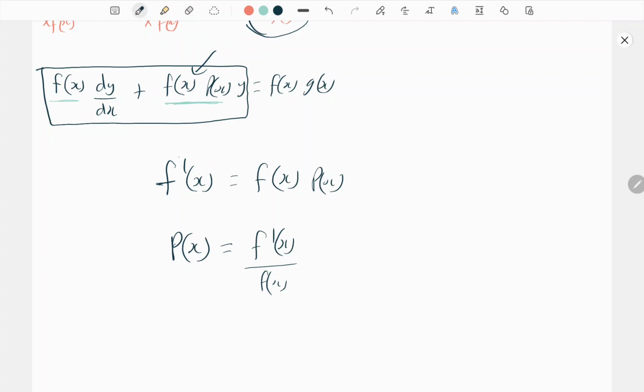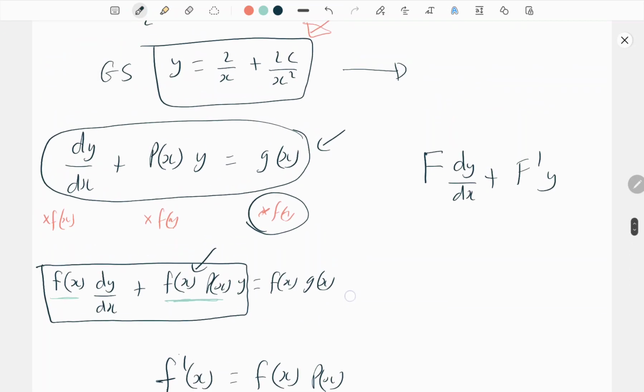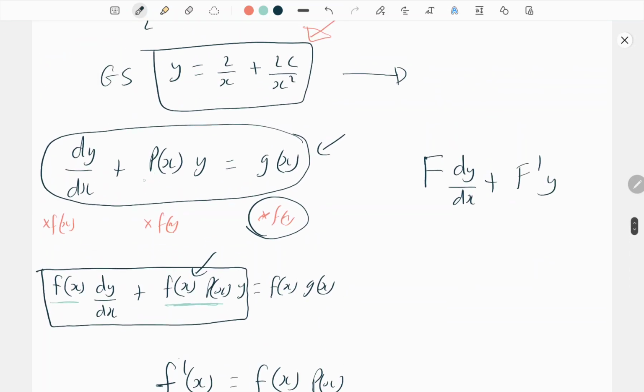Well, we can integrate both sides with respect to x. If we integrate this side with respect to x, it's the integral of p of x dx. So in basic terms, it's the integral of the function that was next to your y in the original equation.